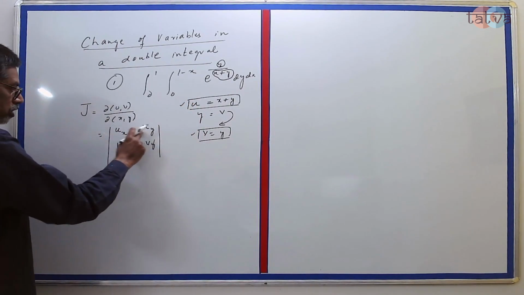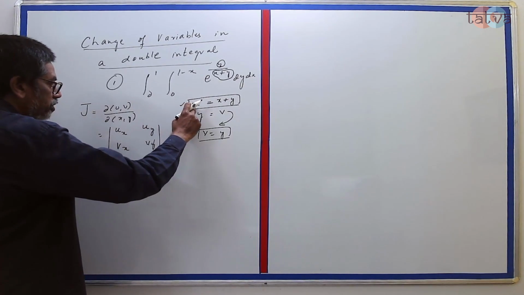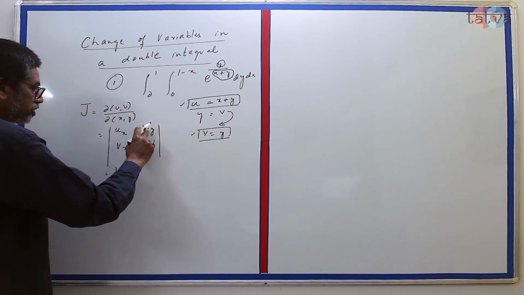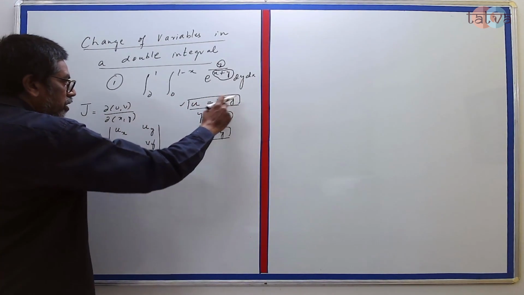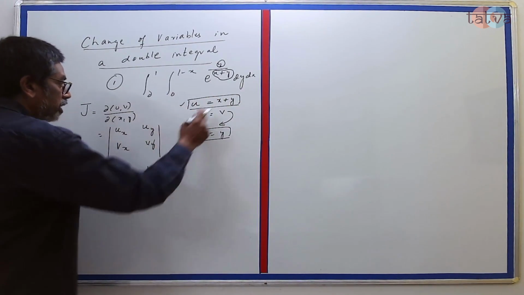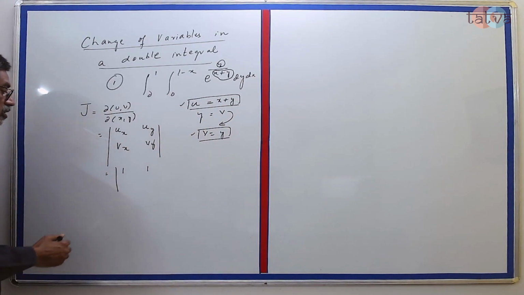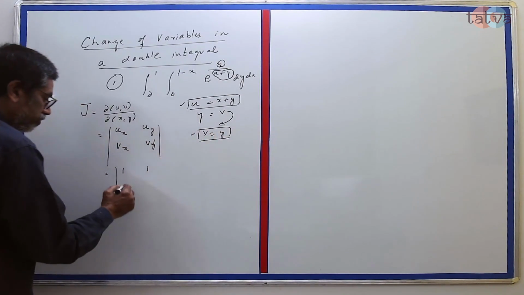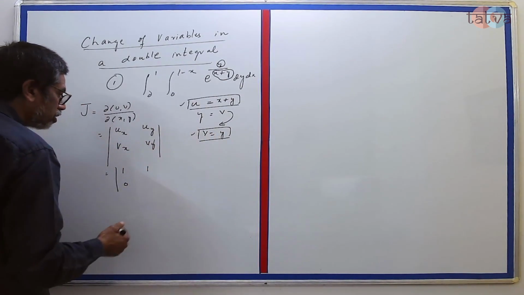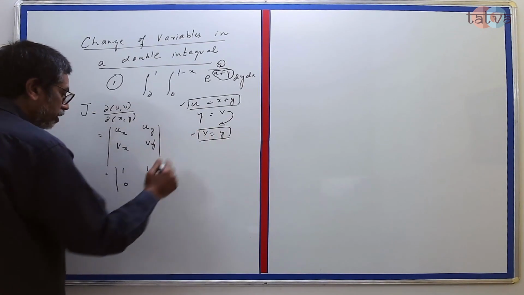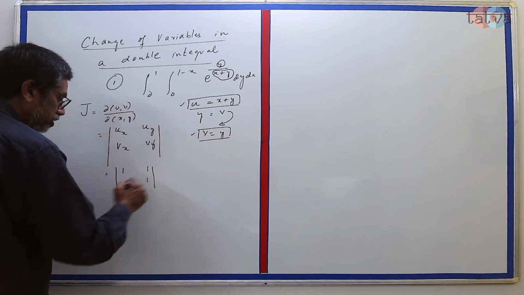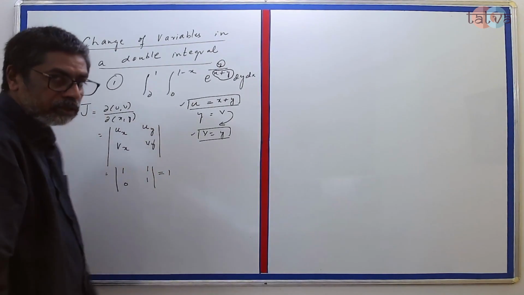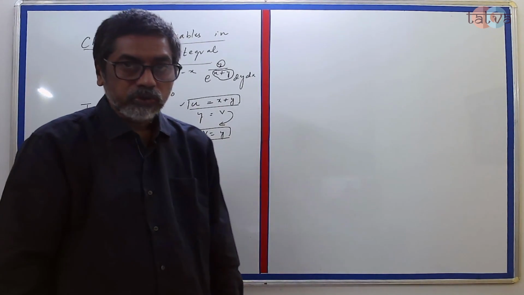Let's fill up these slots. Differentiate u partially with respect to x, you get 1. Differentiate u partially with respect to y, you again get a 1 because x is a constant and it vanishes. V with respect to x, the derivative is 0 because there is no x at all, and v with respect to y is 1. So what does this give us? This gives us a number. So the Jacobian is 1.